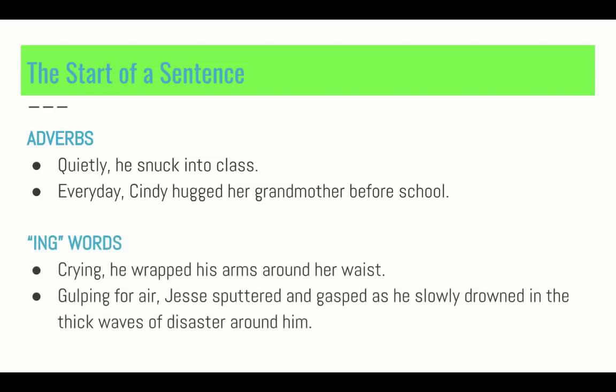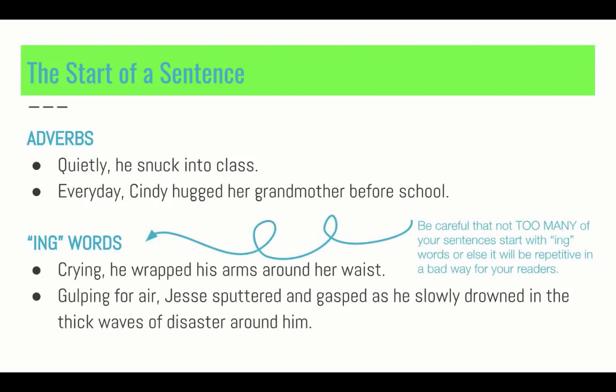Another way you can change the start of a sentence is by starting with an ing word. Crying, he wrapped his arms around her waist. Gulping for air, that's an ing phrase. Gulping for air, Jesse sputtered and gasped as he slowly drowned in the thick waves of disaster around him. So again, those are offset by commas as well. Make sure you're doing that. Quick note, if you start too many sentences with ing words, it becomes repetitive in a bad way. So do it, but limit it.